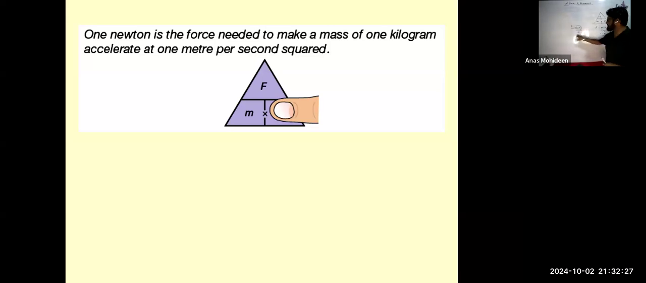Draw this diagram and write this down. Afterwards, mark it down. Also, draw this and write down what is given on the screen. 1 Newton is the force needed to make a mass of 1 kilogram accelerate at 1 meter per second square. After writing that, you can draw this part. Hurry up.